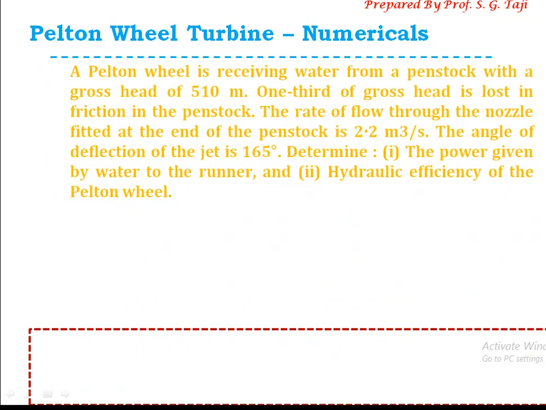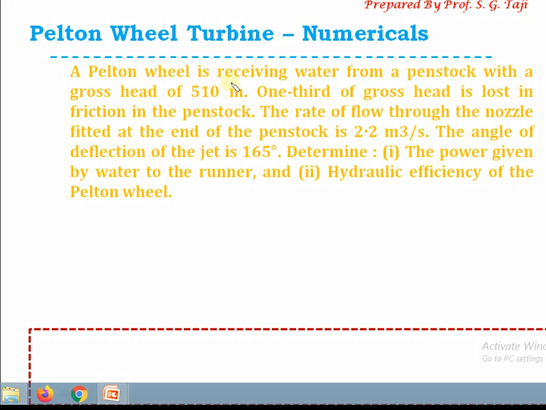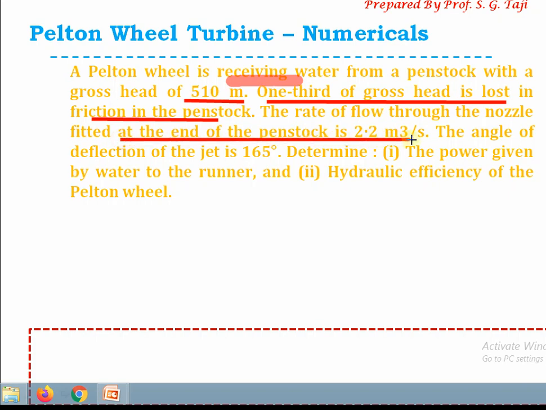So our next numerical is given as: a Pelton wheel is receiving water from the penstock with a gross head, here mentioned as 510 meter. 1/3 of the gross head is lost in friction in the penstock. The rate of flow through the nozzle fitted at the end of the penstock is 2.2 meter cube per second. The angle of deflection of the jet is 165 degree. Now determine the power given by the water to the runner and the hydraulic efficiency of the Pelton wheel. So this is the data they have given.